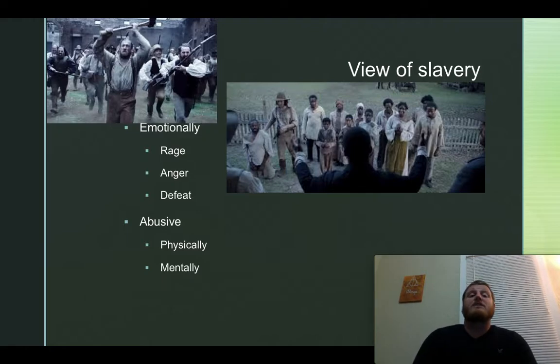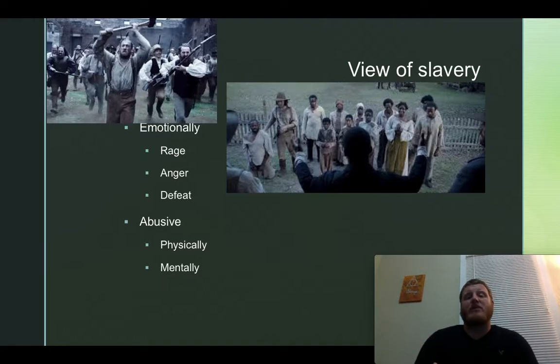I feel like this film showed that the slaves were just broken down, both physically and emotionally. And usually we see in films them fighting back against slavery when the film talks about slavery, and we do see that in this film. But this film also highlights that feeling of defeat, which I enjoyed seeing.